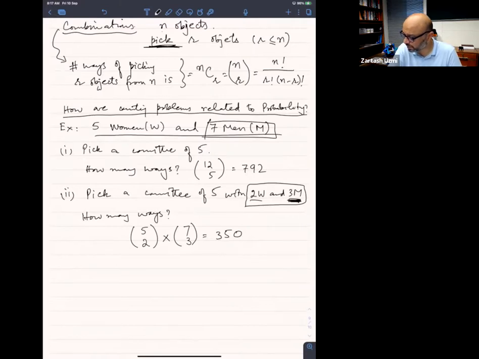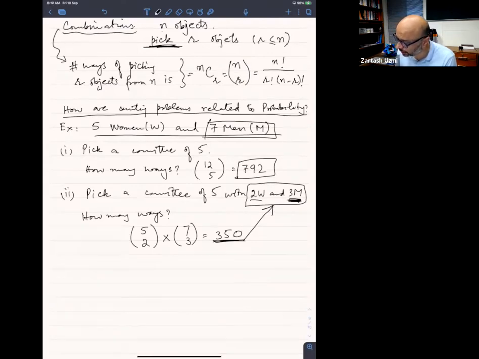So 350 over 792. There are 350 ways of this thing happening, that you will pick 2 women and 3 men. 350 different ways of doing so. But there are 792 ways of picking any 5 people. It could be all 5 men, could be all 5 women, could be 4 men, 1 woman, could be 4 women, 1 man.